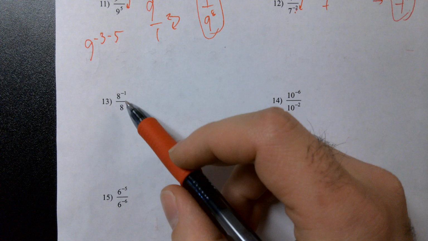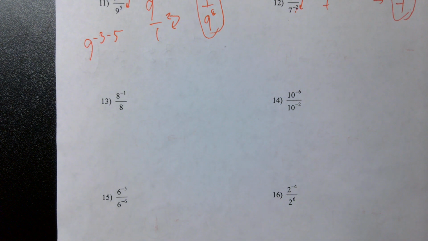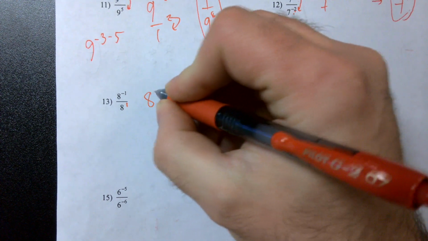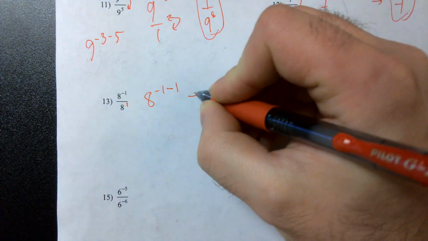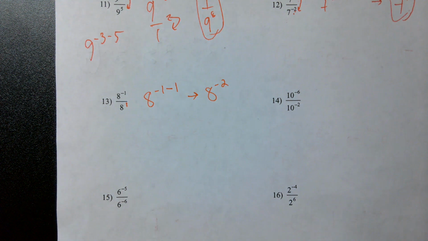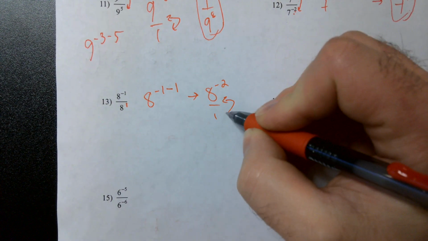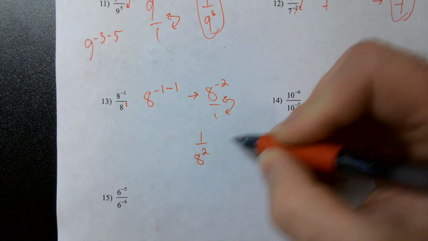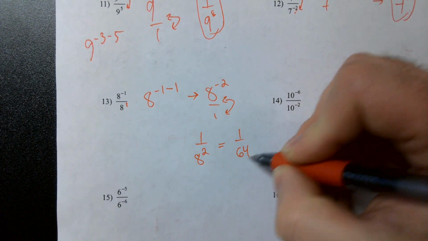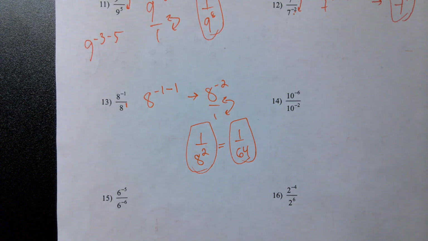Number 13, negative 1. What's my exponent on the bottom? 1. So negative 1 minus 1 gives me negative 2. Put it over 1. Flip it around. Now you get 1 over 64. Or 1 over 8 squared. Same thing.